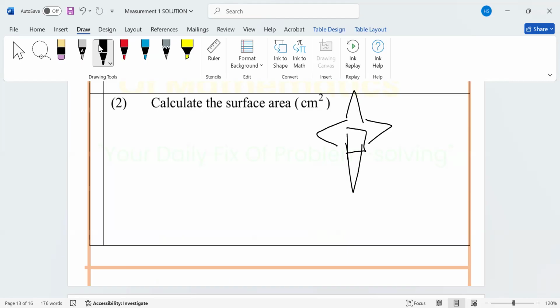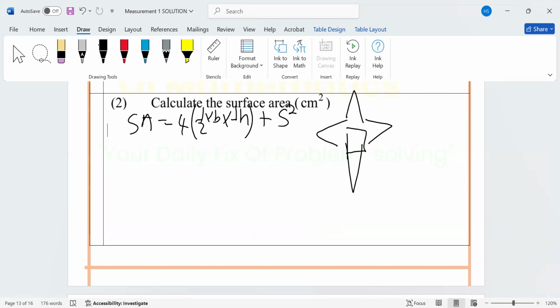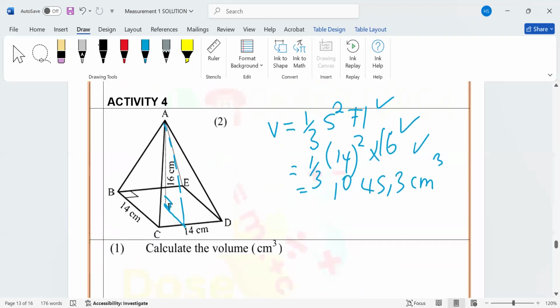So, what are we going to have in this case? We're going to say SA is equal to 4 triangles, which is 1/2 multiplied by the base multiplied by the perpendicular. Plus, we also have the surface area of the square. Now, what is the problem here? We don't know the height. We know the height of the pyramid, but we don't know the height of the triangle.